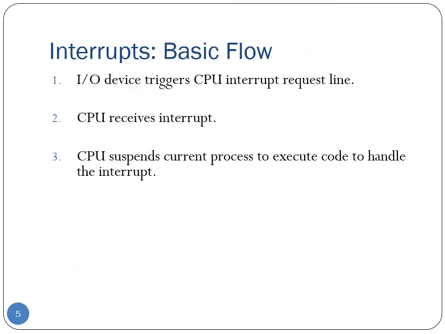This slide over here summarizes the basic flow of how interrupts work. Whenever needed, an IO device will interrupt the CPU by triggering the CPU interrupt request line. When the CPU receives the interrupt and is ready, it will acknowledge the interrupt, and then it will suspend the currently executing process to execute a special piece of code known as an interrupt service routine or an interrupt handler to service the current interrupt. This is a high-level summary of how interrupts work. Let's now look at this process in many more details.